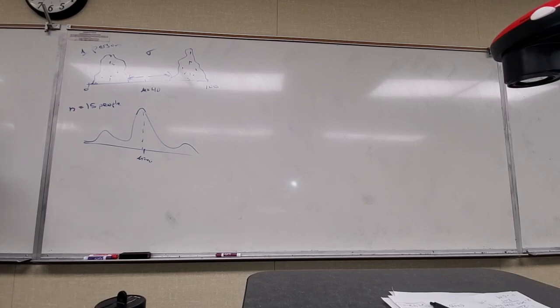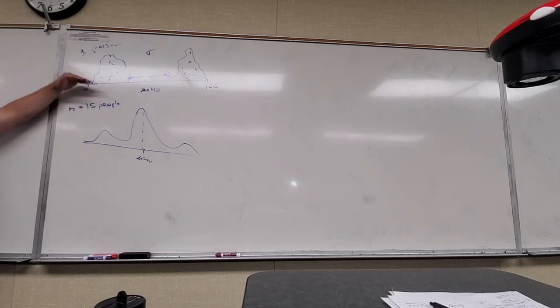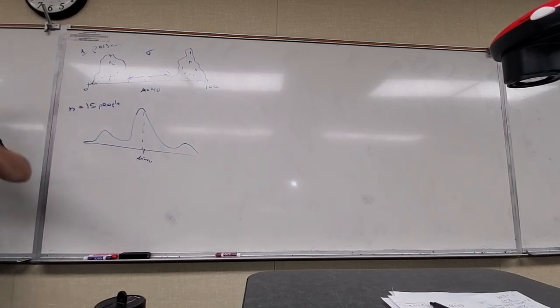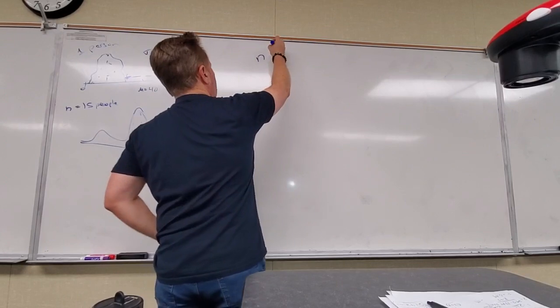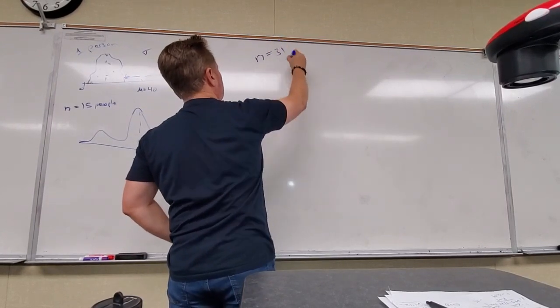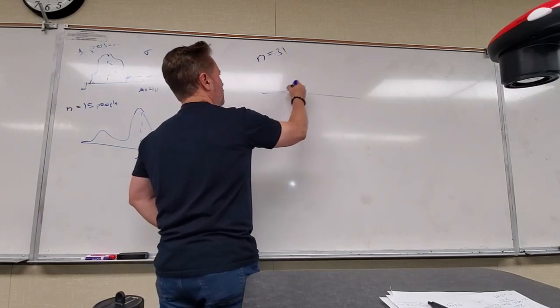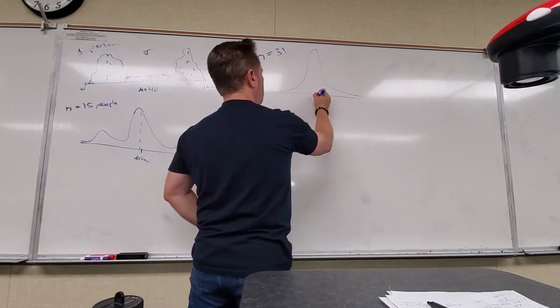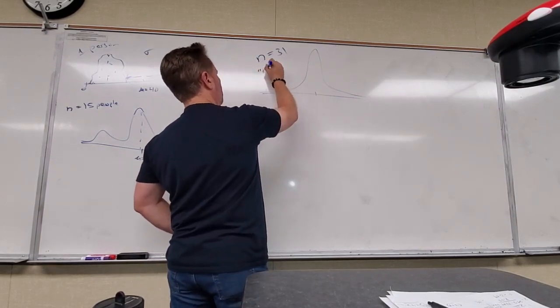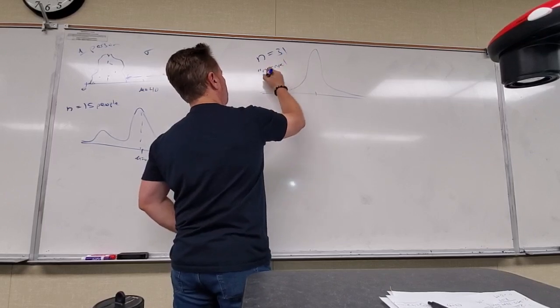Okay, I like it. Now, here's what gets trippy. I do not care what the original distribution looks like. It could look like anything, whatever. The minute I hit something greater than 30, if I take a sample greater than 30, it becomes normal enough. That's a phrase I use a lot.